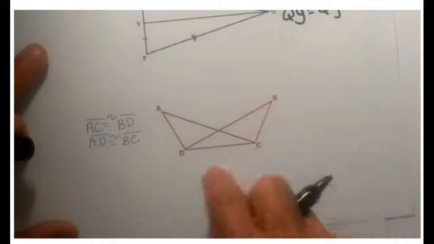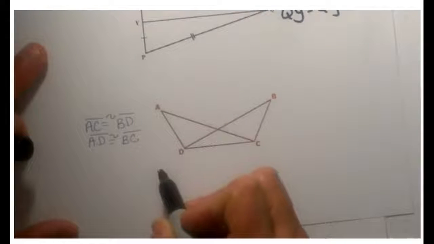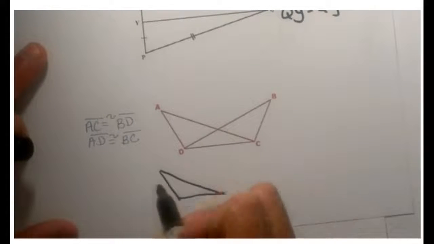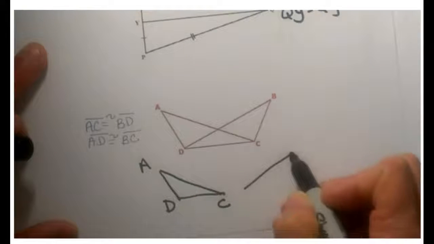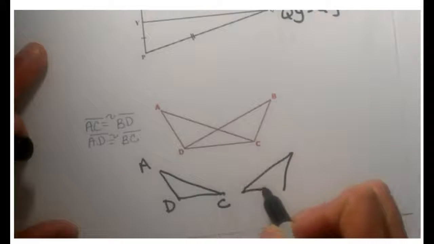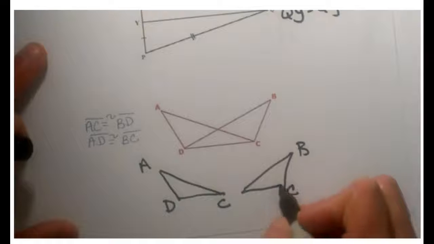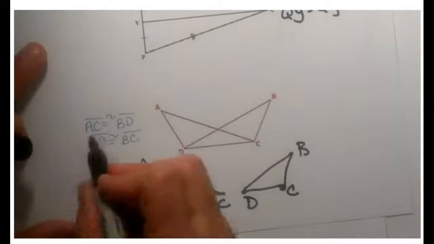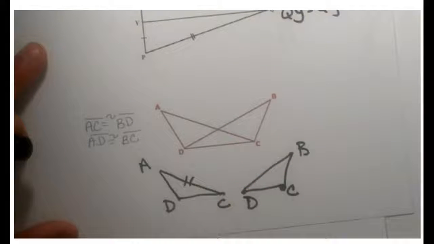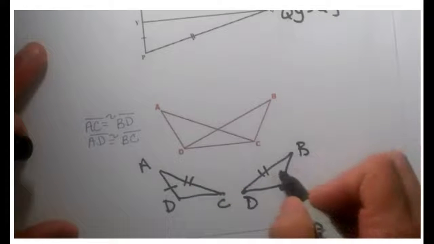So sometimes these overlapping triangles are kind of hard to see. So I'm actually going to draw them separate. Okay, I'm going to draw ADC, and then over here, and mine's not to scale, but you can see that I'm going to draw BCD. And I'm going to mark these parts congruent. Okay, AC, that's this one, is congruent to BD, that's this one. And then AD is congruent to BC.